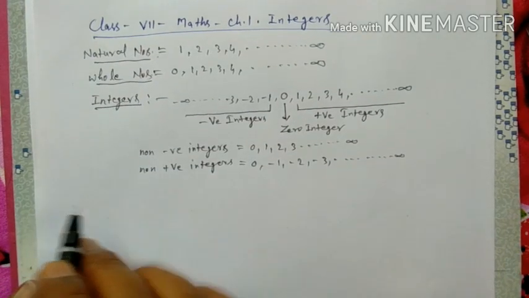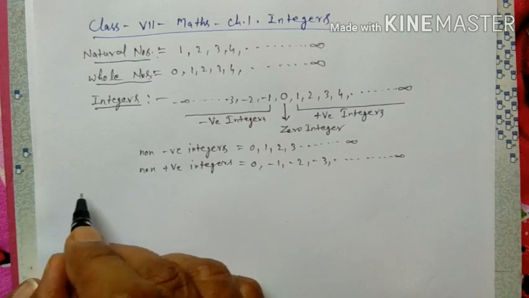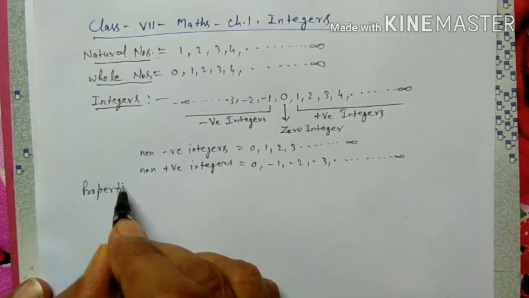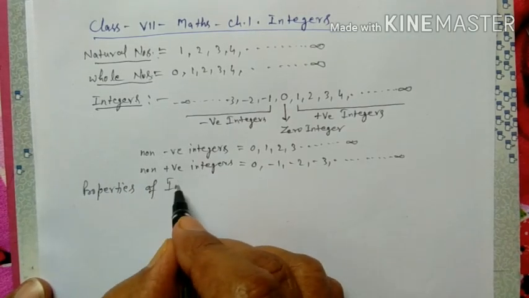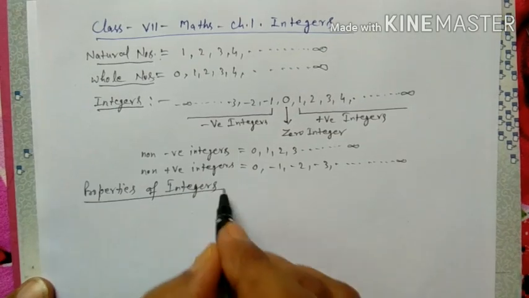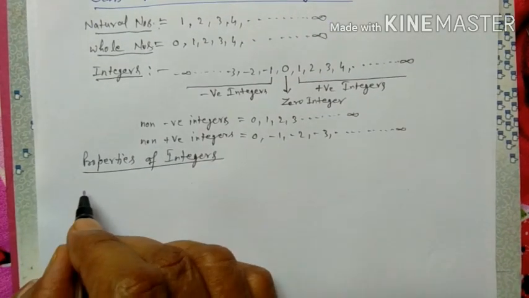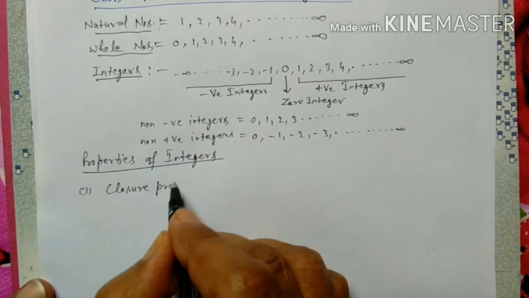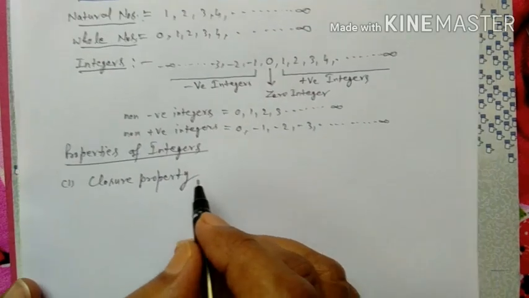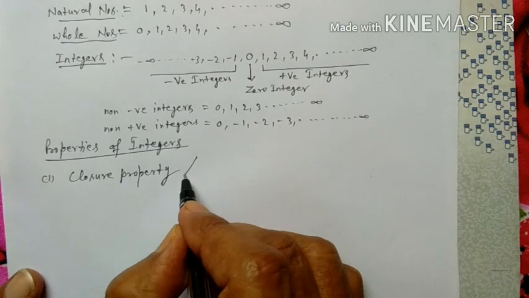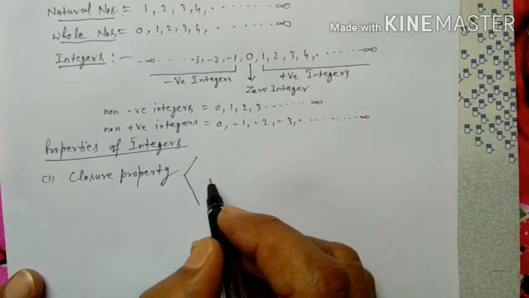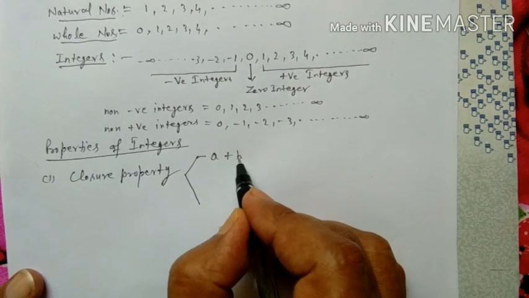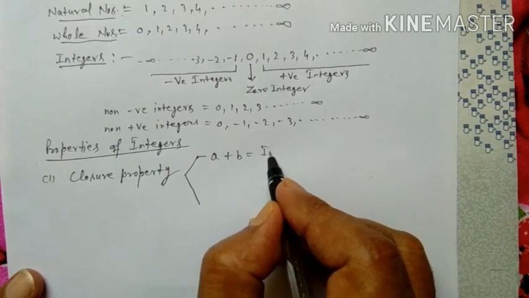And we will study some properties of integers. So let's start properties of integers. First property is the closure property. Integers are closed under addition, subtraction and multiplication. When a and b are integers, then their sum will also be an integer.